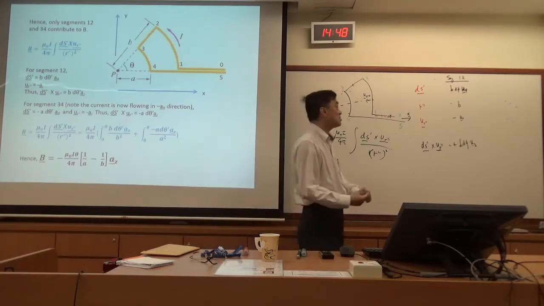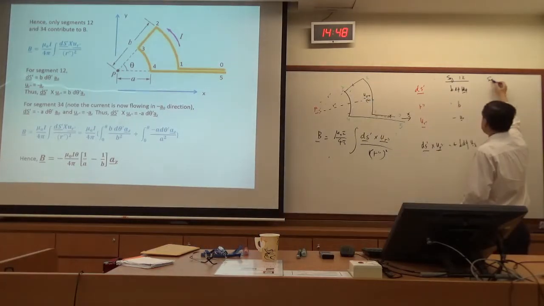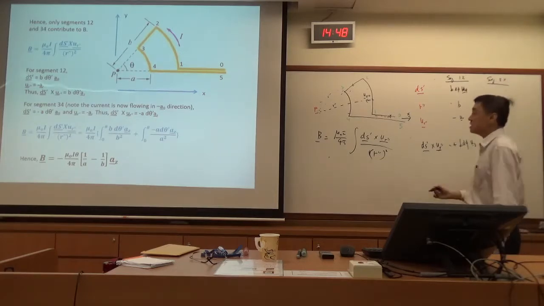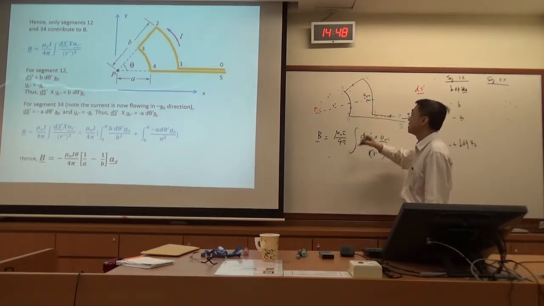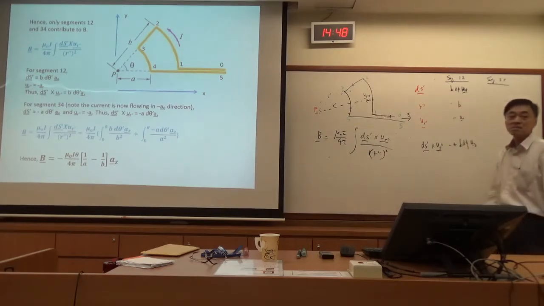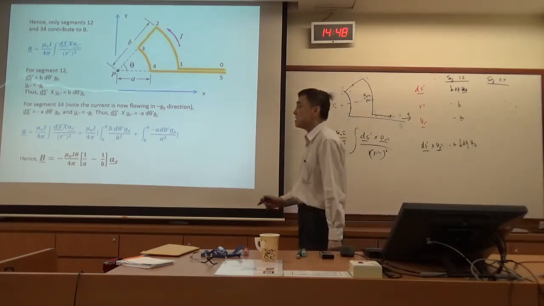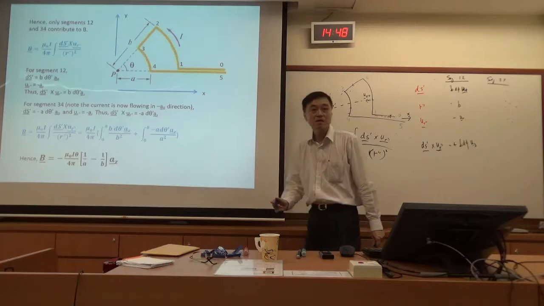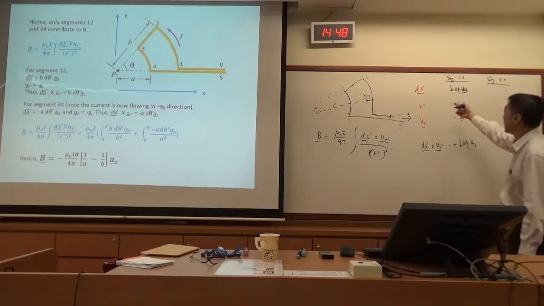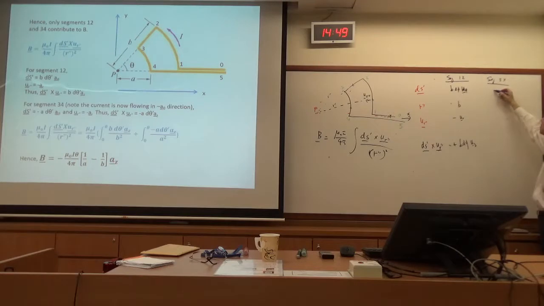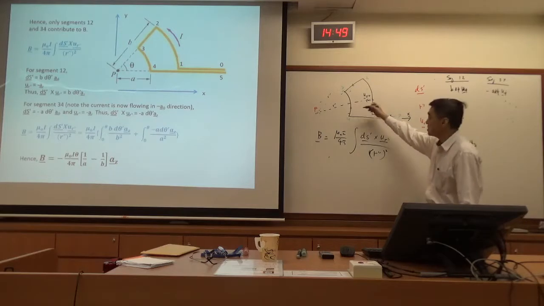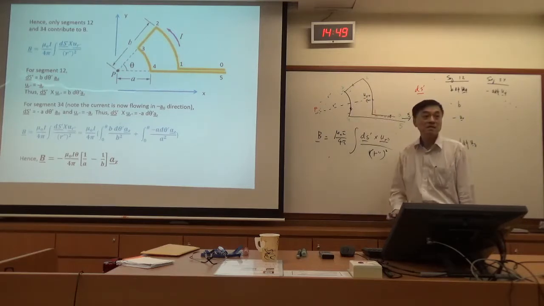Alright, how about segment 3, 4? Segment 3, 4 is here. What is your ds prime? ds prime is A dφ, minus Uφ. Minus because it is pointing in that direction.